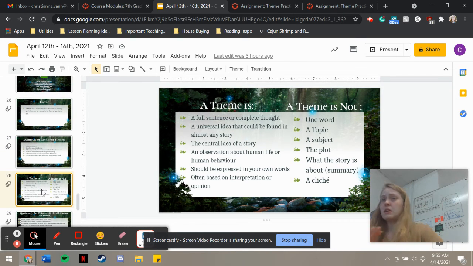Let's look at some things that a theme is not. So a theme, we always want to make sure that it's a full sentence or a complete thought. A theme is never, ever, ever one word. So that is really important.